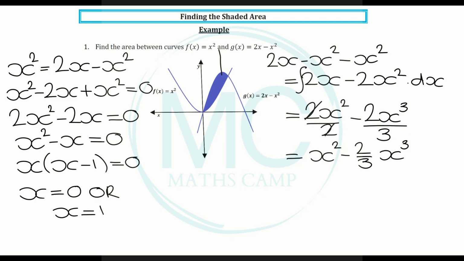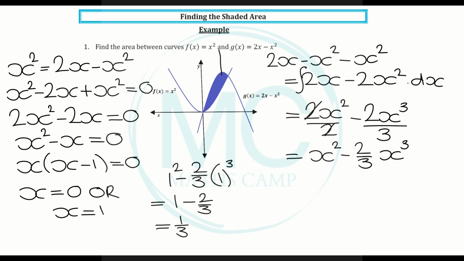Now I need to substitute 0 and 1, my x values, into this equation. Let's start when x is 1. So I can say, I'm going to write this down here, 1 squared minus 2 over 3 multiplied by 1 cubed. A base of 1 remains as 1 regardless of the exponent. So now I have 1 minus 2 over 3, which leaves me with 1 over 3.